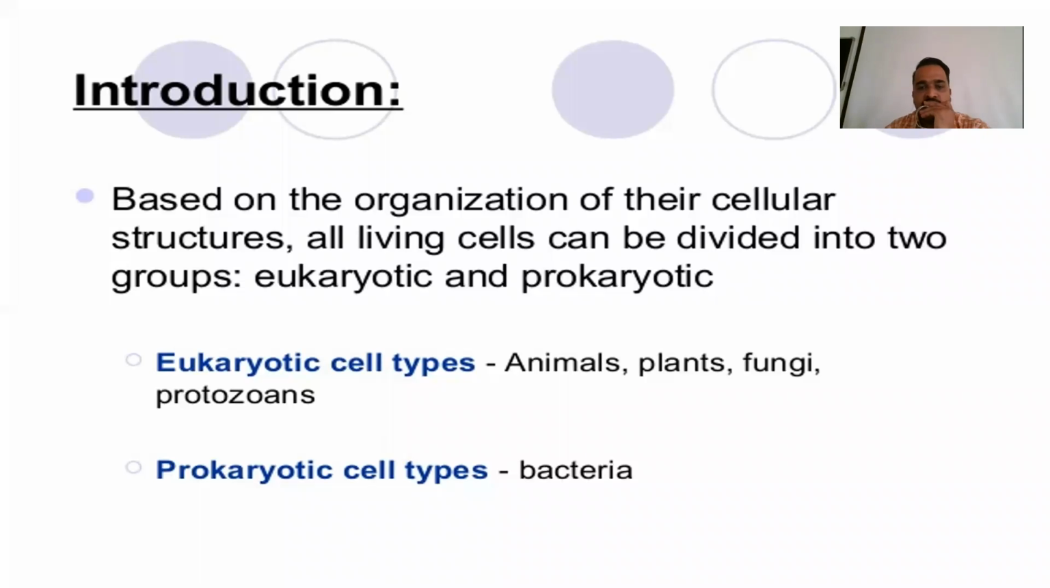So in further classes onwards, we will be concentrating only on the prokaryotic cell types, because we are dealing with bacterial morphology. So we will not look into eukaryotic cells. That will be taken up later. Now we will be dealing only with the prokaryotic cell type, which is the bacterial cell. So basically, two things you need to remember: eukaryotic cell and prokaryotic cell.